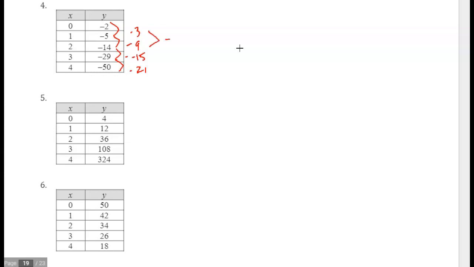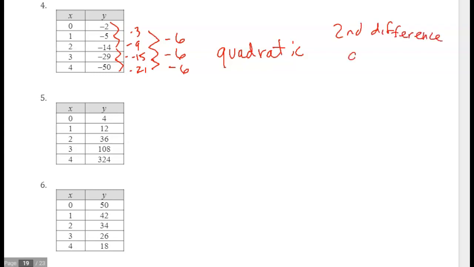Because now look what happens here. I subtract 6. I subtract 6 again. And I subtract 6 again. This first one is a quadratic. What is my reasoning? Well, it has a second difference of negative 6. All right, well, hopefully we don't have to do that one again, because those ones are definitely the trickiest ones.